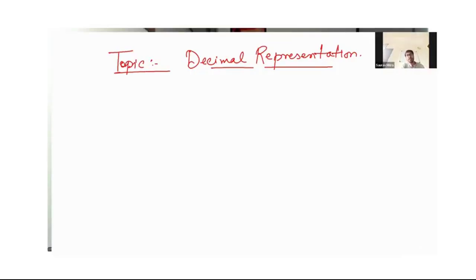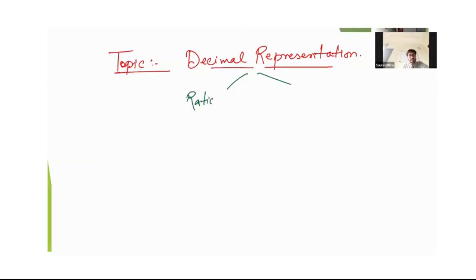Today's topic for the session is decimal representation from your chapter 1, Real Numbers, class 10th. So let's start the session. We will see the decimal representation for both rational numbers and irrational numbers.